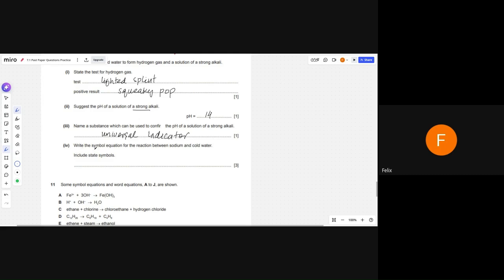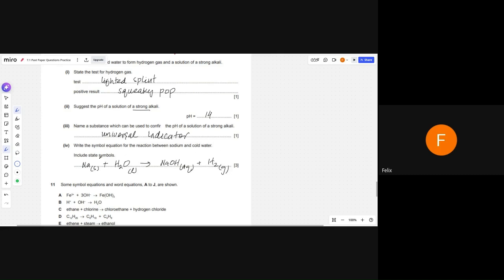Write the symbol equation for the reaction between sodium and cold water, including state symbols. So sodium is Na, solid, plus H2O, liquid. Whenever metals react with water, they produce metal hydroxide and hydrogen gas. So this will be sodium hydroxide, an alkali, which is aqueous, and hydrogen gas, which is g, a gas.